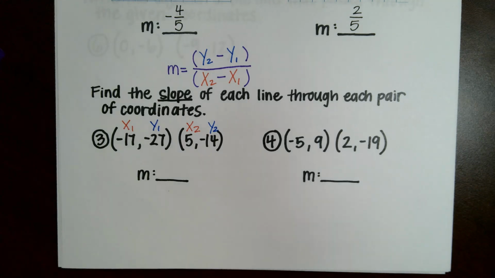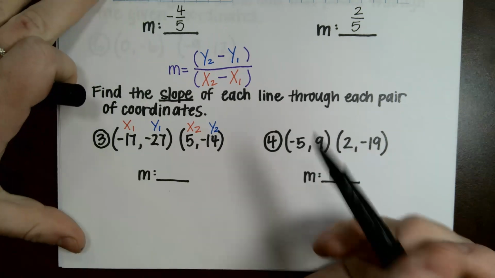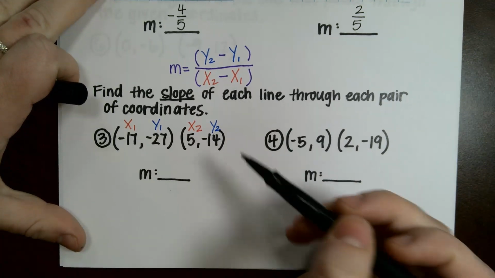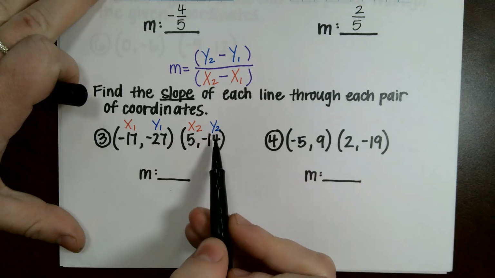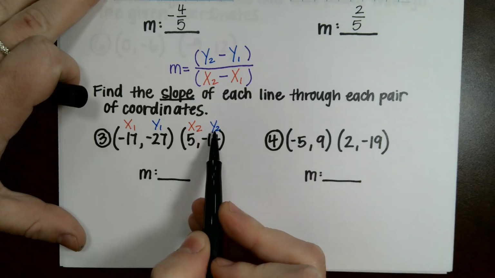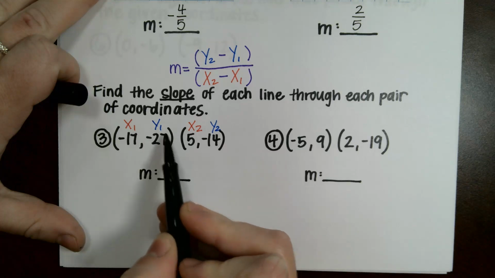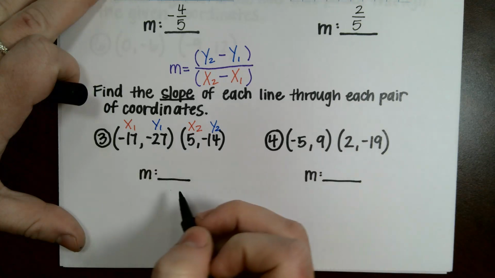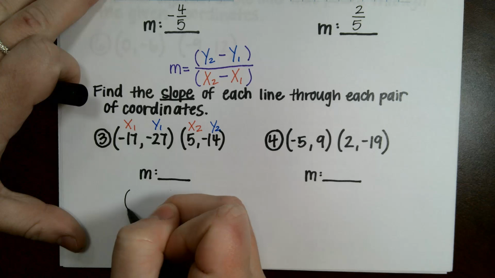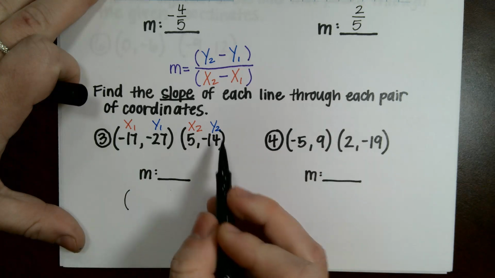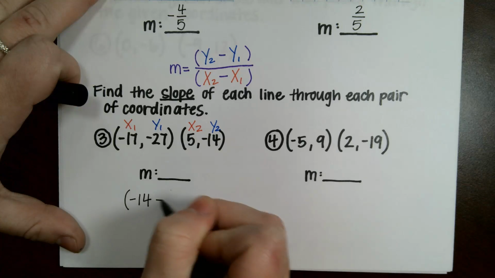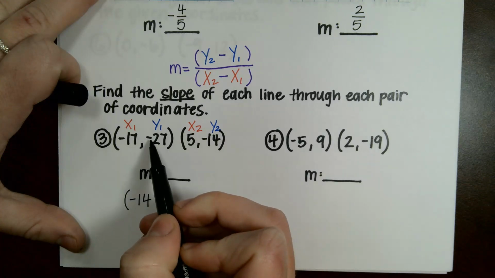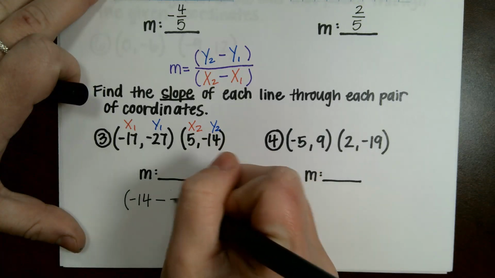So what do I do now? You're going to do y2 minus y1, so you're going to be doing negative 14 minus negative 17. Oh, pay attention to which one we're looking at. Y, and another, oh yeah, Y. Negative 14. Yeah, there we go. All right, so let's go ahead and plug those in. I've got negative 14 for y2 minus negative 27.